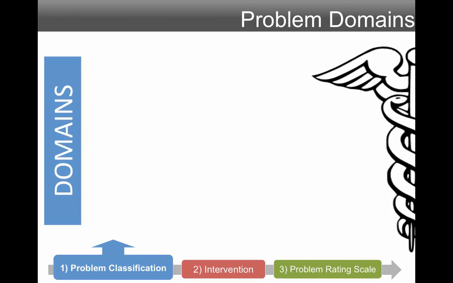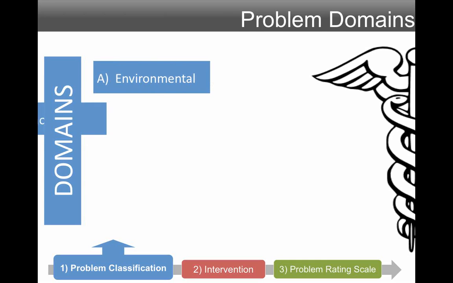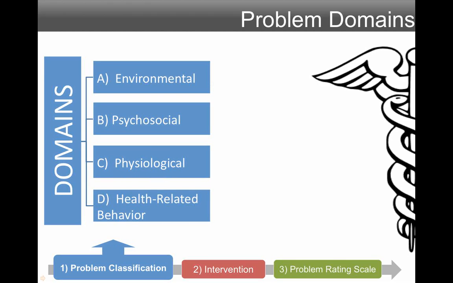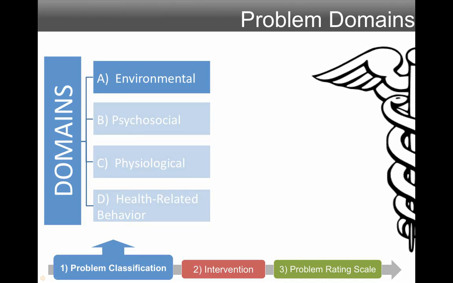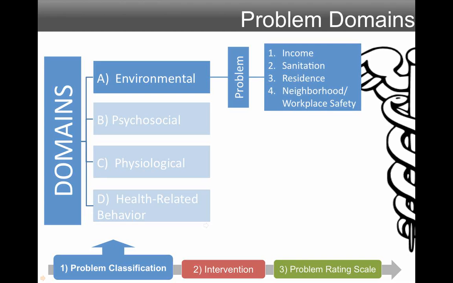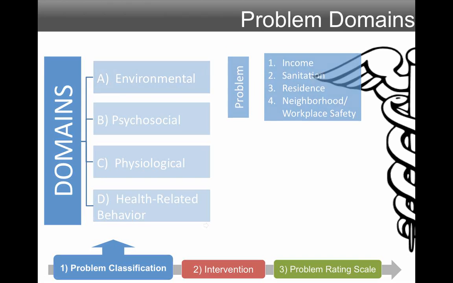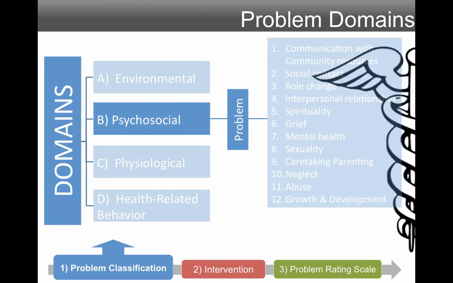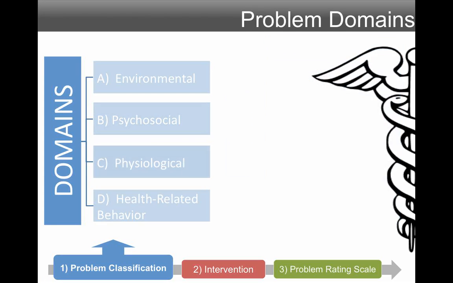Domains are the broadest, most general category that problems are organized into. There are 4 domains: environmental, psychosocial, physiological, and health-related behavior. Under the environmental domain, problems there include income, sanitation, residence, neighborhood, workplace safety. Under the psychosocial domain, different problems there include things like community resources, social change, role change.